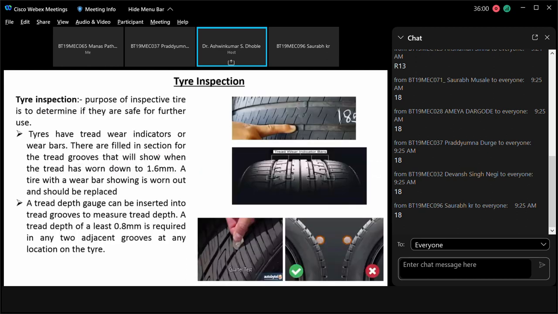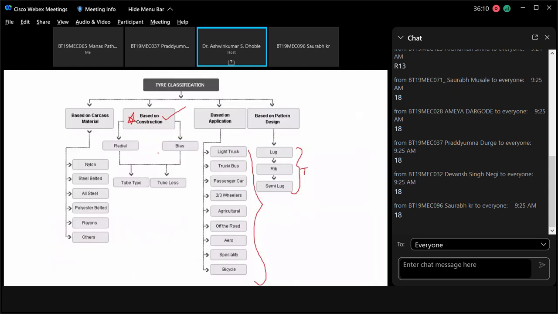Now the next topic is tire inspection. What do you mean by tire inspection? Please understand that tire inspection can be of two types. One is just visual inspection. That means if the vehicle is parked in a parking lot, before starting the vehicle you can just observe the tire. If you see any kind of damage, that is also called visual inspection. Then you take the appropriate action.